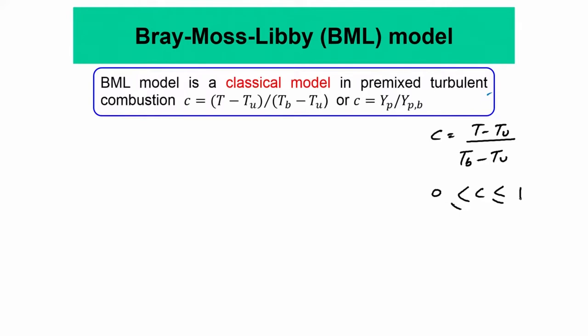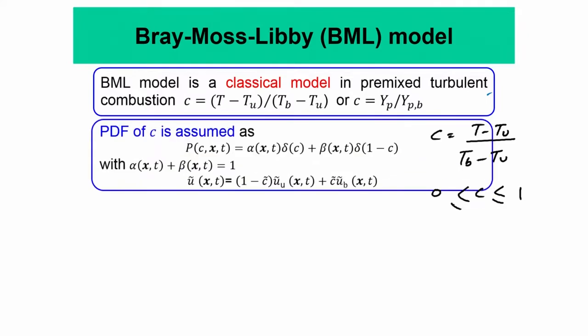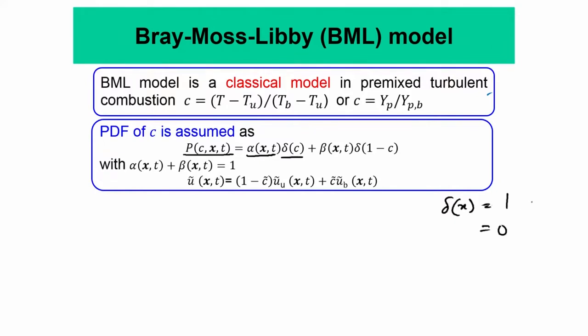We can also define C in terms of the mass fraction of a product, YP divided by YPB. We can assume the PDF of C in this manner. The PDF of C at any point x and t, where x is the position vector of that point, is given by alpha at x, t, which is a parameter, times a delta function, which is equal to 1 when C equal to 0, and equal to 0 when C is any other value. You can define this as delta of x is equal to 1 when x equal to 0, and equal to 0 for x not equal to 0. This is how our delta function is defined.